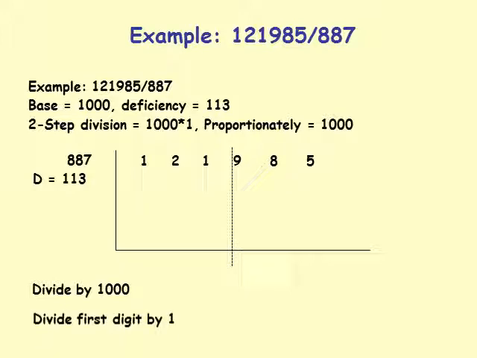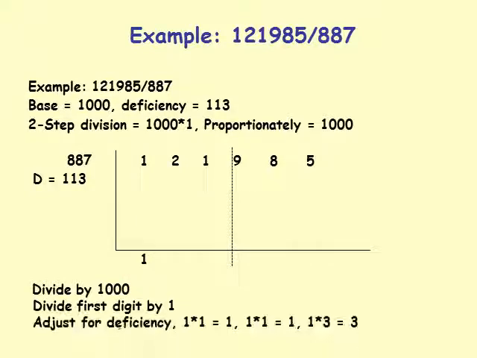Okay, let's continue. Divide first digit by 1. This is 1, so we divide that by 1. I got 1 in the quotient digit. So the first quotient digit is 1. Okay, let's continue here. Adjust for deficiency. There are 3 digits in the deficiency, 1, 1, 3.